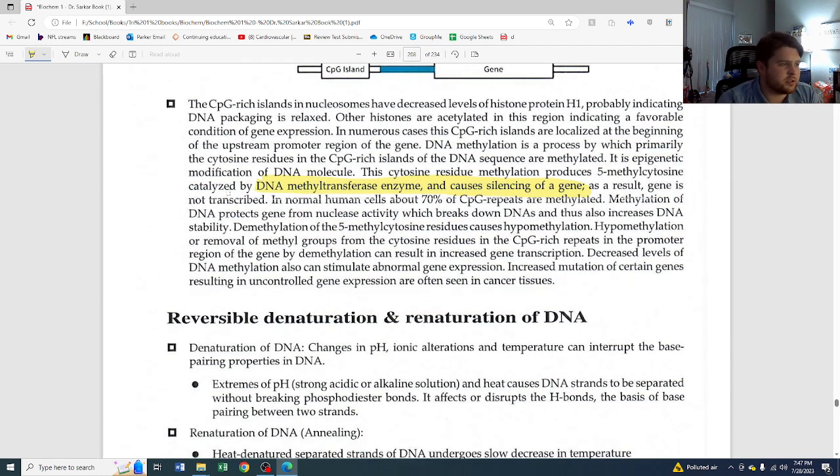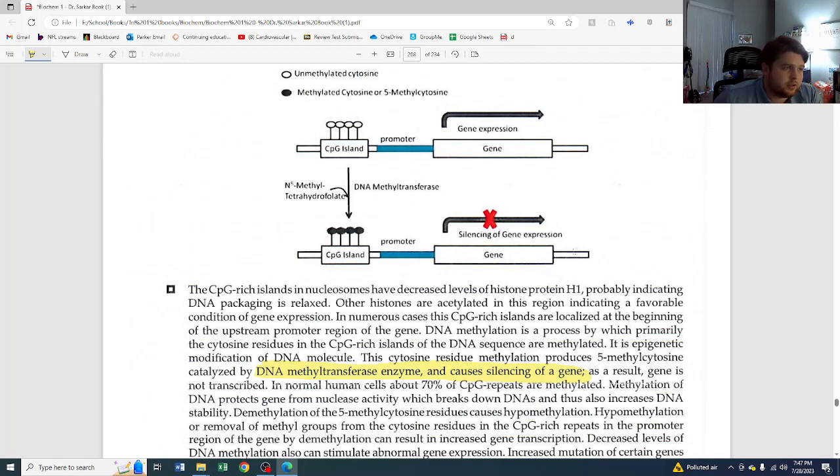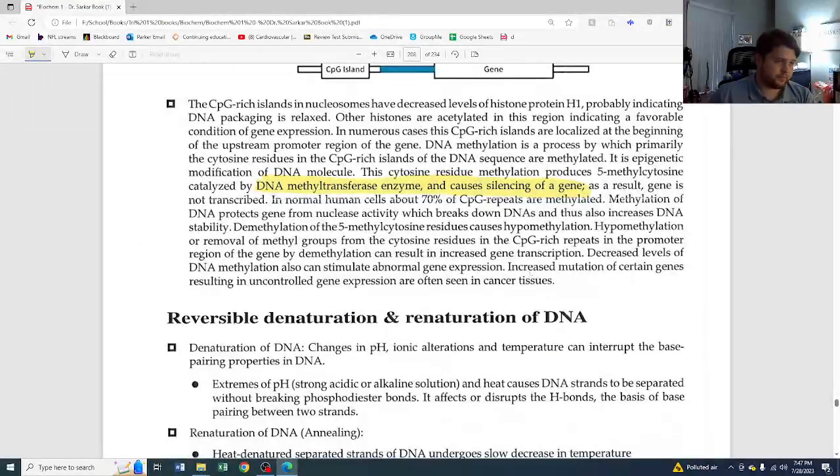In normal human cells, about 70% of CpG repeats are methylated. So when they're methylated, that means that whole area is closed down and we're not going to get that gene expressed. Methylation of DNA protects genes from nuclease activity, which breaks down DNA, and thus also increases DNA stability.